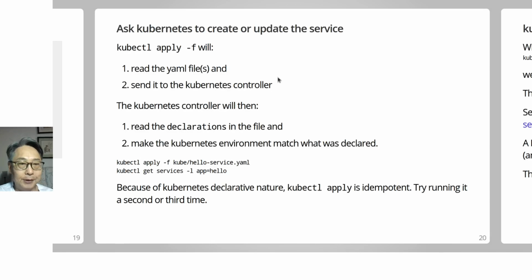Yes, sorry about going back and forth. So we can ask Kubernetes to create or update our service using this command, kube control apply -f. The -f stands for read the Kubernetes manifest YAML file and send it to the Kubernetes controller. That controller will now read declarations in the file.